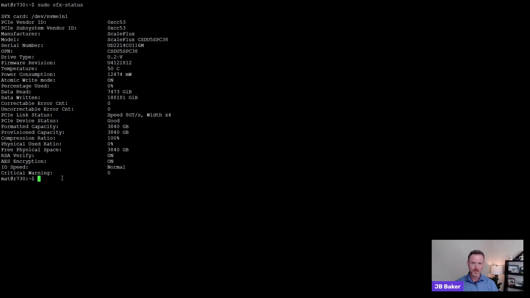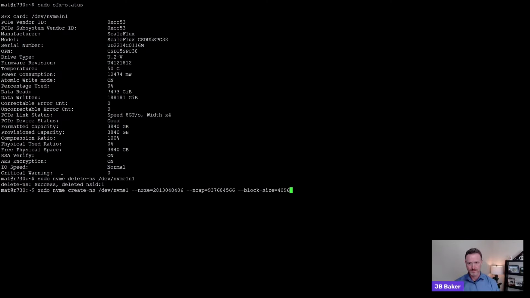So the first thing we want to do is actually delete the namespace, and I've got some pre-work that I already did here, so I can issue an NVMe command to delete the namespace. And then I need to create the new one. And now this is the create command. You can see the n size is much bigger than the n cap. The n cap is the physical size of the device, and the n size is the number of sectors that we want in our thinly provisioned namespace. So I'm going to go ahead and do that.